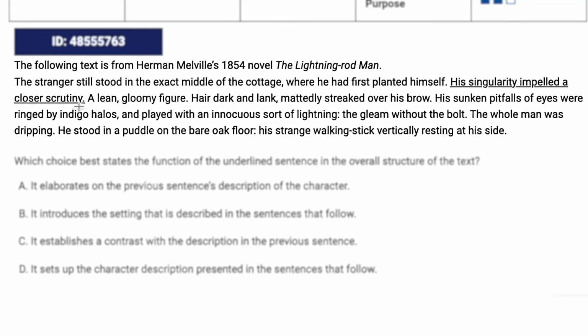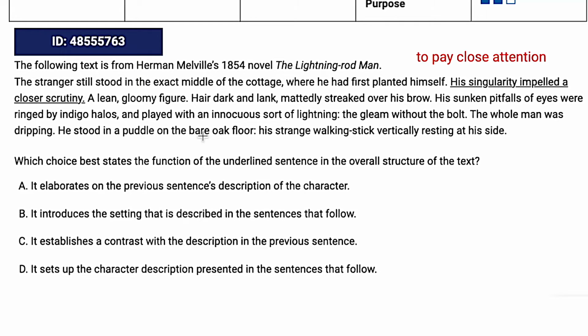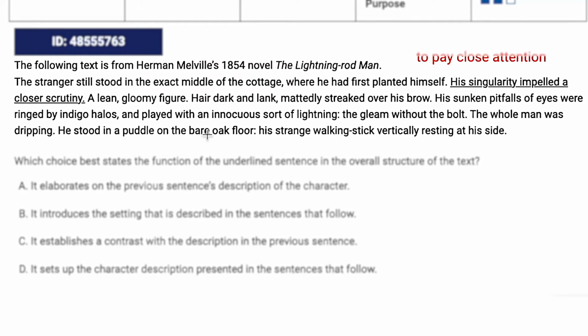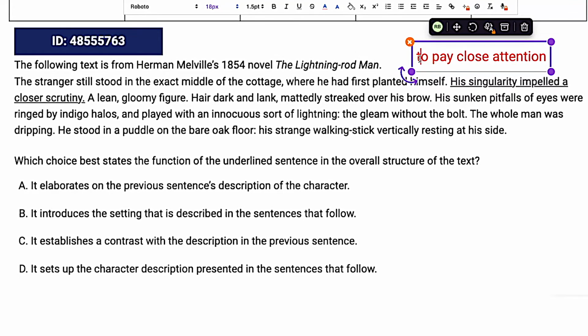And I might stop there and sort of think about scrutiny for a second, because we know that if you're under scrutiny, you're being judged. But in this case, it seems to mean something a little bit different. I would say it means, to pay close attention, something like that. And then it goes on to say, a lean, gloomy figure, hair dark and lank, mattedly streaked over his brow. And I would actually stop there because I feel like I already know what the underlined portion is doing for me. It's giving me the reason why we decided to pay close attention. So I'm just going to take this note and say the reason.